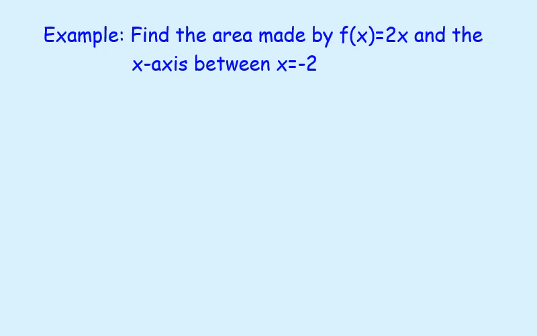So we're going to start out with an example using the Riemann sum first and then using the definite integral second. In this example, we're going to find the area made by f of x equals 2x and the x-axis between x equals -2 all the way to x equals 0. To start off, I'm going to draw a picture of my function so that I have an idea of the area that I'm actually trying to find.